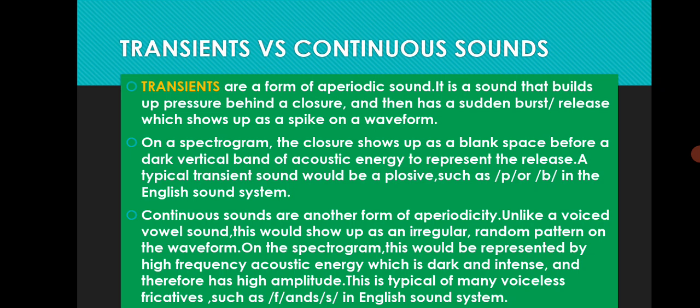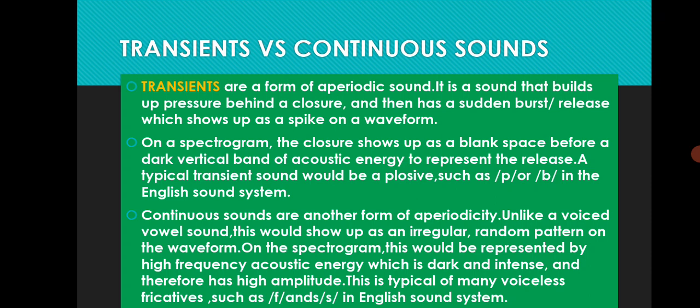It is a sound that builds up pressure behind a closure and then has a sudden burst release, which shows up as a spike on a waveform. On a spectrogram, the closure shows up as a blank space before a dark vertical band of acoustic energy to represent the release. A typical transient sound would be a plosive, such as pa and ba in the English sound system. Continuous sounds are another form of aperiodicity.